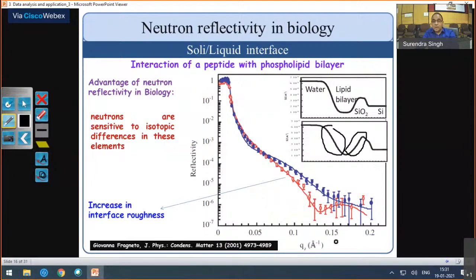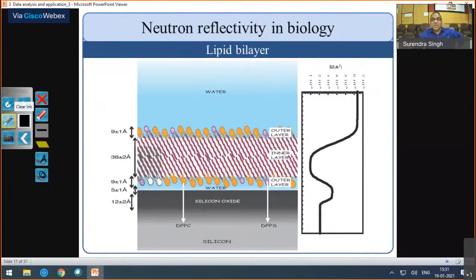And then if you see what kind of structure they have set for this, so this is the bilayer. This is the inner layer, outer layer, this is a lipid bilayer, this is silicon, this is silicon oxide over here. So different thickness, and this is the scattering density showing that. So this is the lipid bilayer, and these are the interfaces. You have roughness over here, you have roughness over here. This is the first case when you have just a lipid bilayer.